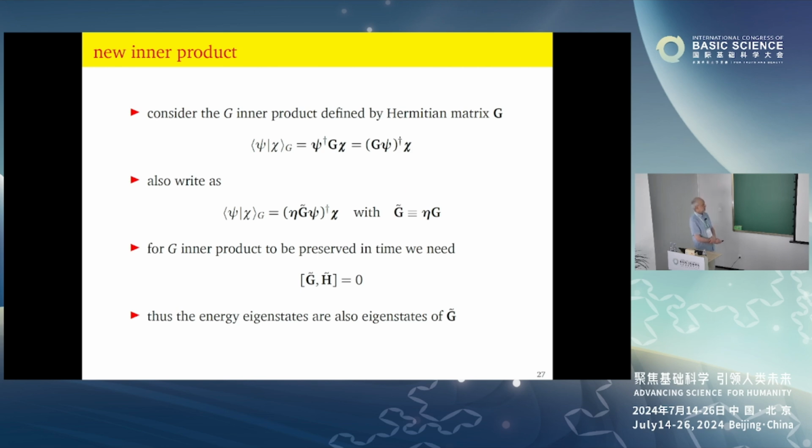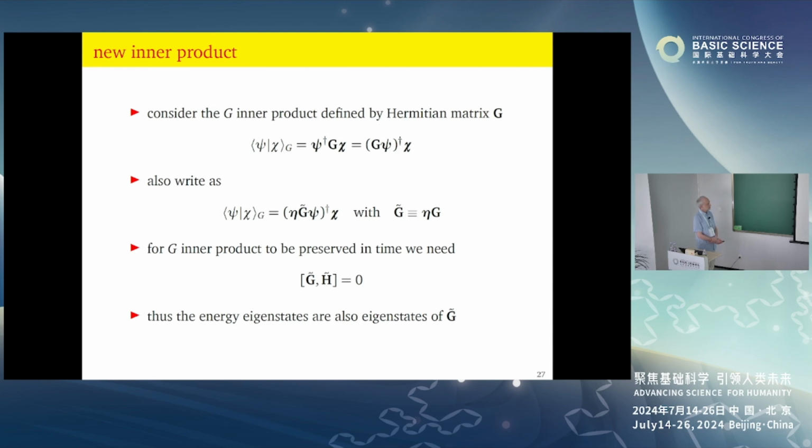So then when we ask, how do we arrange this new inner product to be preserved in time? It's easy in this way of writing it because we just need the H twiddle to be able to commute through this new factor. And if that's true, then this new inner product is preserved in time. So G twiddle has to commute with H twiddle. And that means that the energy eigenstates are also eigenstates of G twiddle. So we're trying to figure out what this G twiddle is.